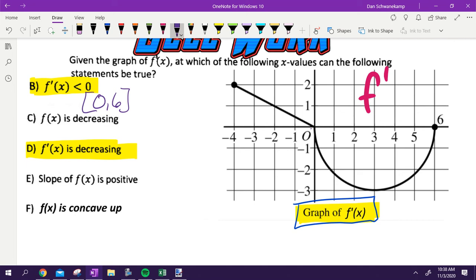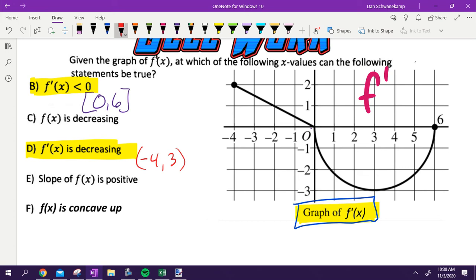Letter D says, when is f prime decreasing? This is f prime. What does decreasing mean? Negative slope. Tell me now, or at the beginning, do I have negative slope? Yeah, I'm decreasing. Tell me now when I stop decreasing. Right there. From there to there. So from there until 3. So from -4 until 3, I'm decreasing. Technically, it'd be parentheses because I'm talking about f prime decreasing. Don't worry about it. It's not that big a deal. Those two questions are easy because it's in terms of what they asked for.